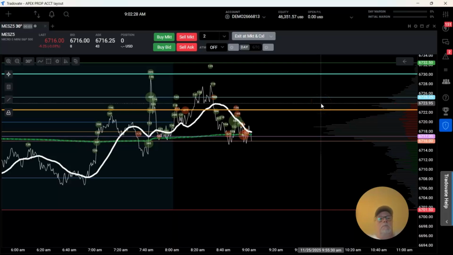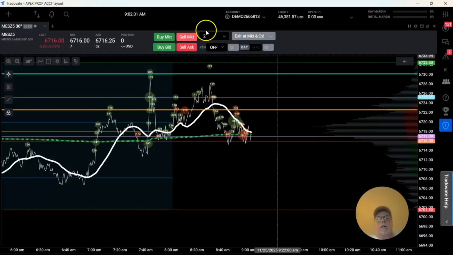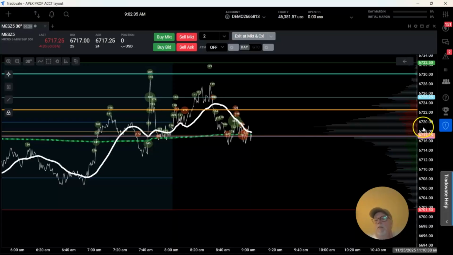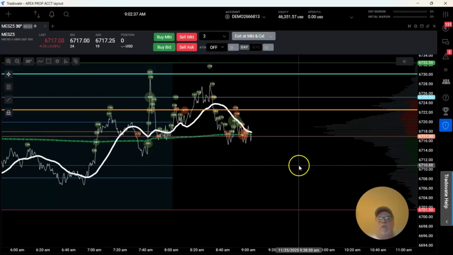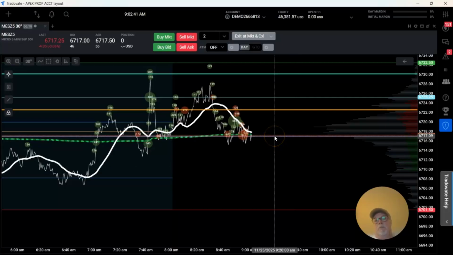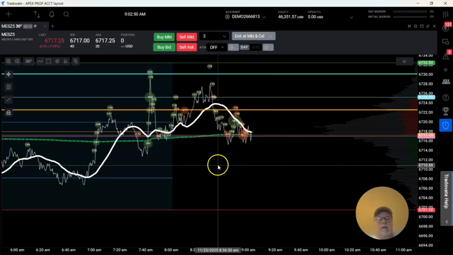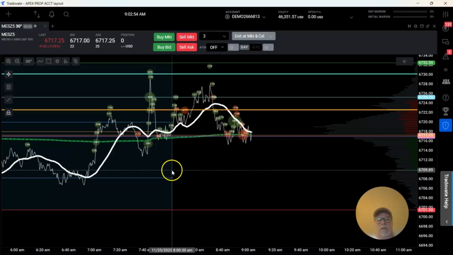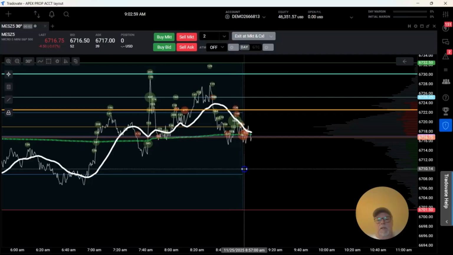And you can do well with micros. You can scale them. I like to do 2, and it gives me $10 a point for my moves, and much more manageable than $50 a point. It gives you a little bit more time to react, and I think that may be a better market for you guys, especially if you're starting out.